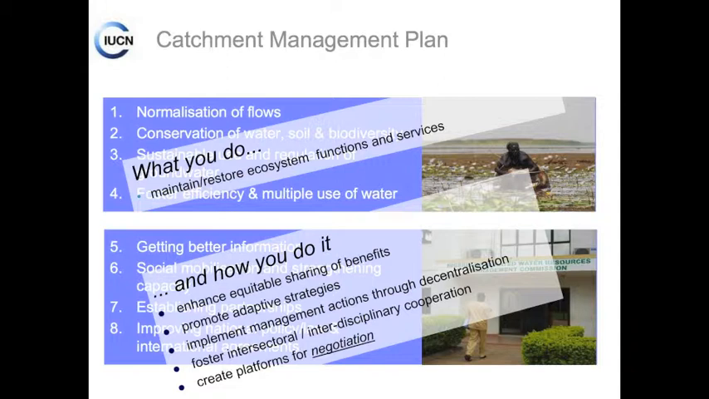So as an example of moving the ecosystem approach from theory into practice, this is a bit of a roadmap for doing that, and it lays itself out into these 2 sections. At the top, it's about what you do. It's about working with conservation. It's about normalizing flows in the river, what you do to maintain and restore the ecosystem functions and services. And the second 4 points are about how you therefore do it.